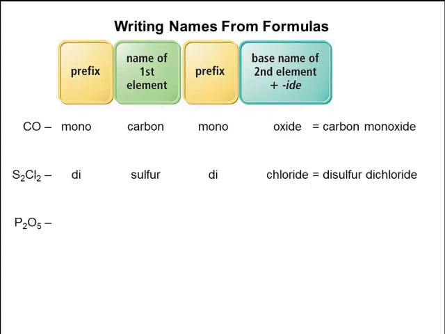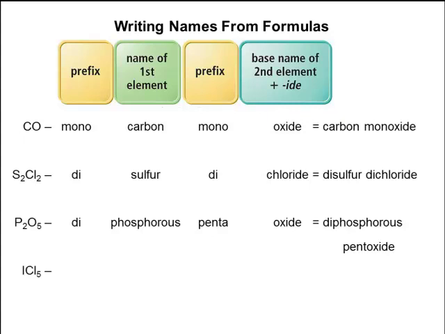P2O5, diphosphorus pentaoxide, so diphosphorus pentoxide. We've got ICl5, so mono iodine, pentachloride, so iodine pentachloride. Okay, so you get the idea of how to write names from the formulas.